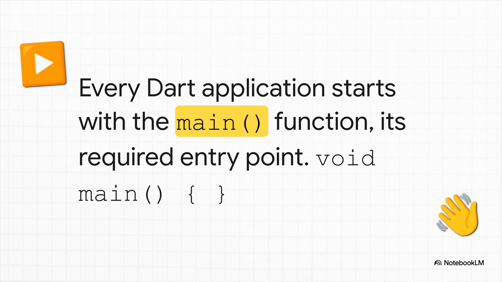And here's where every journey begins. Just like in a lot of other languages you might know, every Dart app needs an entry point. And that entry point is this little function right here, main. It's the very first thing that runs. You put your code inside those curly braces, like calling the print function to say hello, and that's it. You've just written a complete working Dart program.